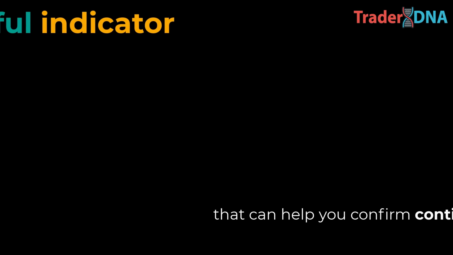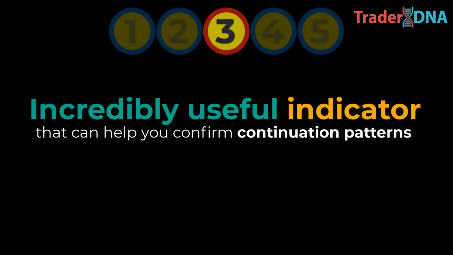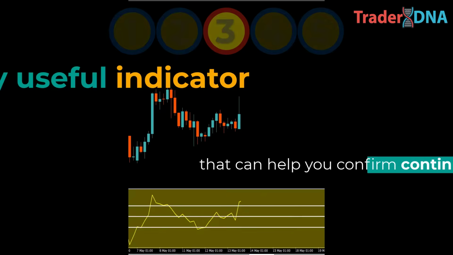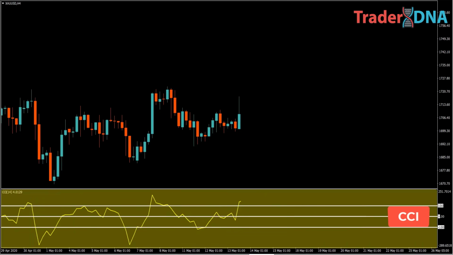Now, let's talk about another incredibly useful indicator that can help you confirm continuation patterns with greater confidence: the CCI, or Commodity Channel Index. This tool is especially powerful when used alongside trendline analysis. Let me walk you through exactly how this strategy works.